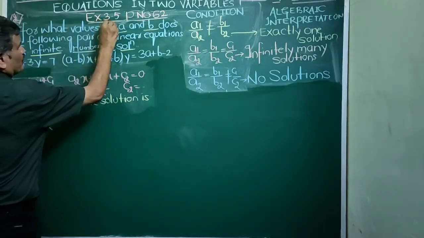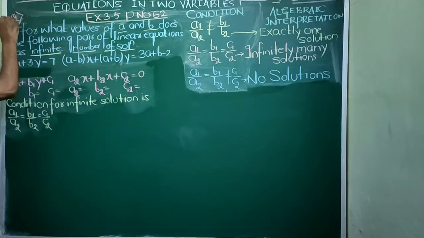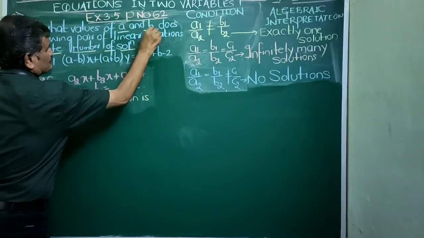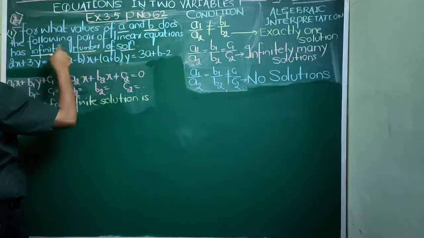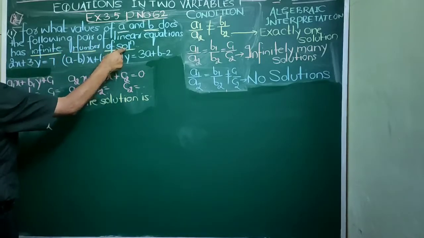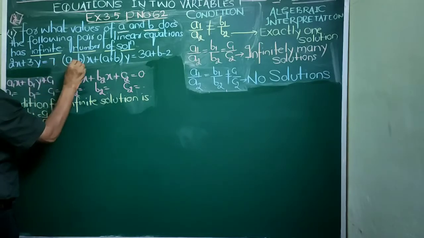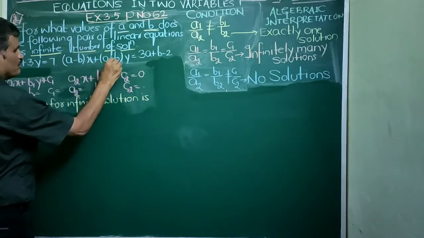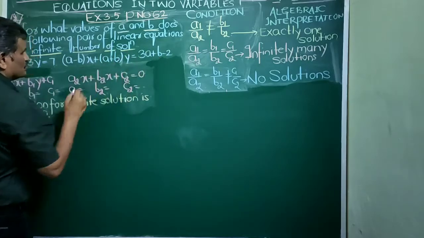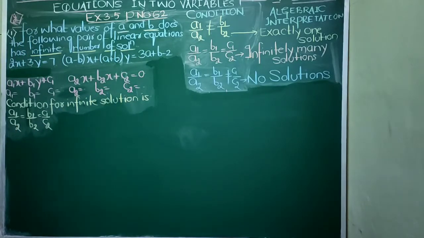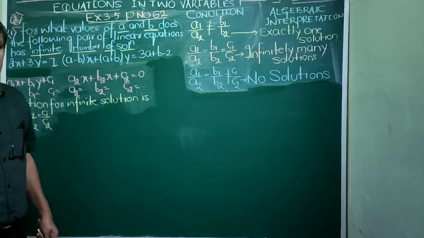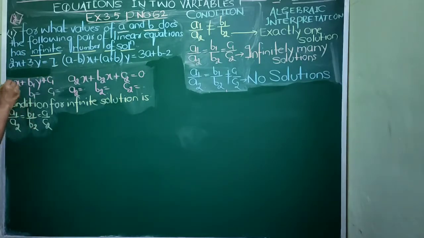Now, in exercise number 3.5, page number 62, in the second question, the first bit says, for what values of a and b does the following pair of linear equations have an infinite number of solutions? And the equations are 2x plus 3y is equal to 7, and (a minus b) into x plus (a plus b) into y is equal to 3a plus b minus 2. Now you see here children, the first thing that most of the students blunder is they never put the linear equation in two variables in standard form. First thing is you should always put it in standard form.